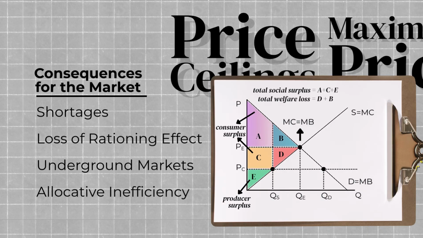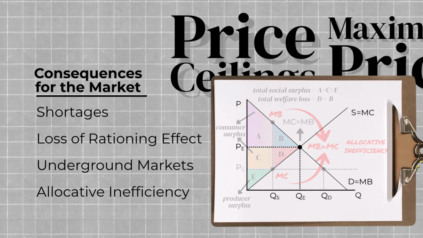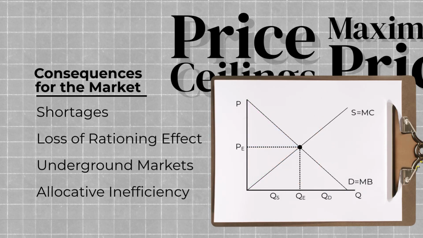Furthermore, we can see the allocative inefficiency if we label our demand curve as marginal benefits and supply curve as marginal cost. Now we can see that at the quantity supplied, the marginal benefit is greater than the marginal cost. This means that society is not getting enough of the product and there is an underallocation of resources to its production. Now that you can understand the negative effects of price ceilings on the market, let's talk about the consequences for the various stakeholders.